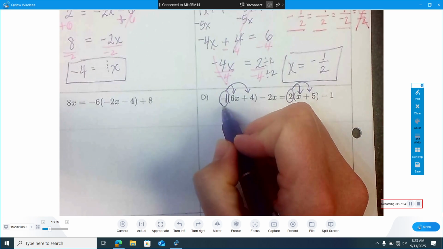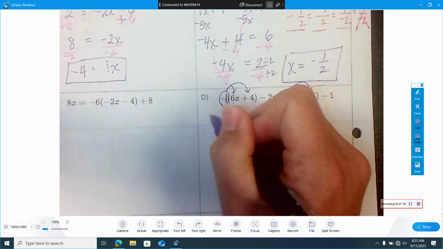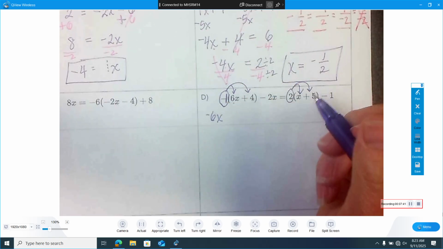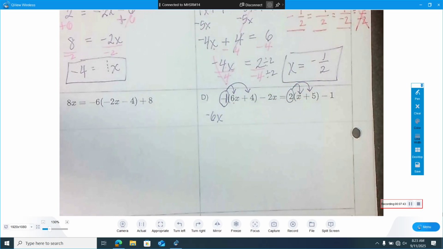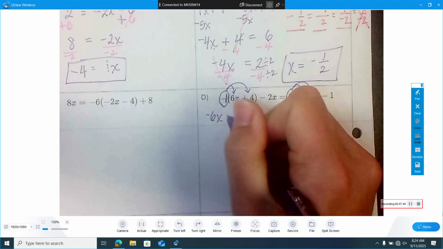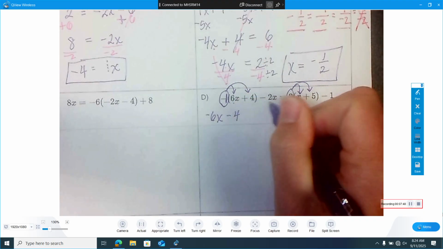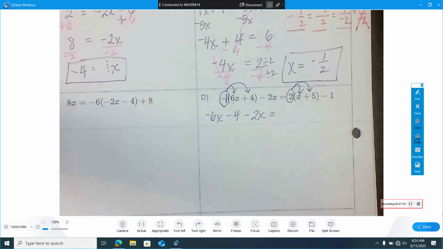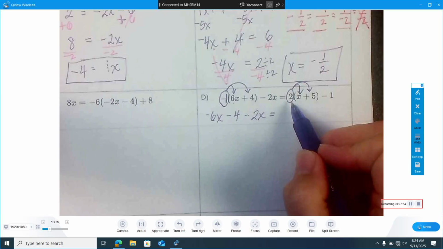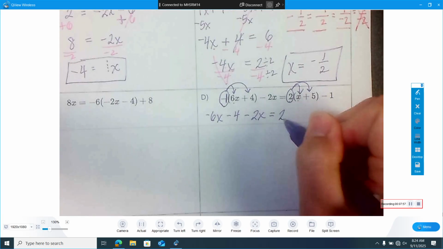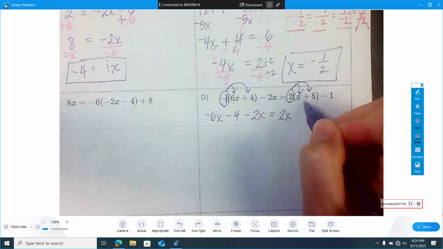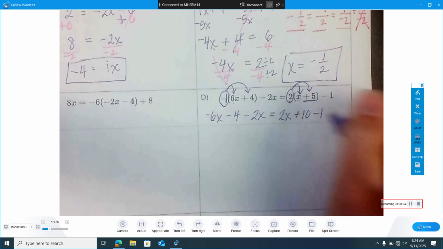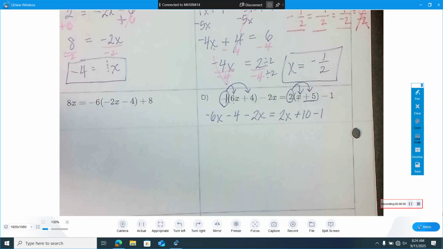All right, so here we go. Negative 1 times 6x is? Negative 6x. Thank you, Bradley. Negative 1 times 4x is? Negative 4. Good. And then we have that negative 2x. Don't forget those little extra terms. They're easy to leave behind. All right, we have 2 times x, 2x, and 2 times positive 5, 10, positive 10, with a negative 1 out on the edge there.